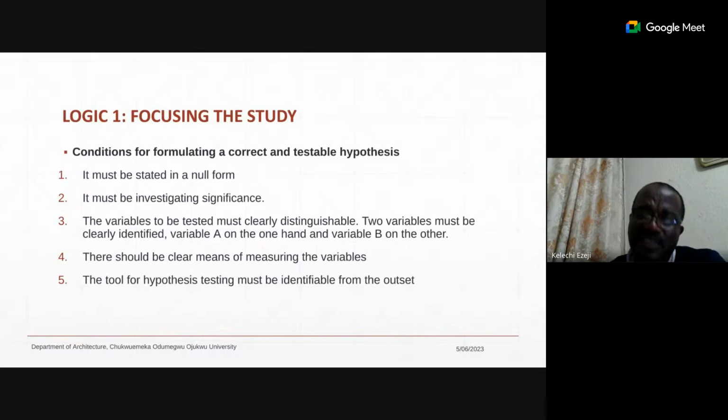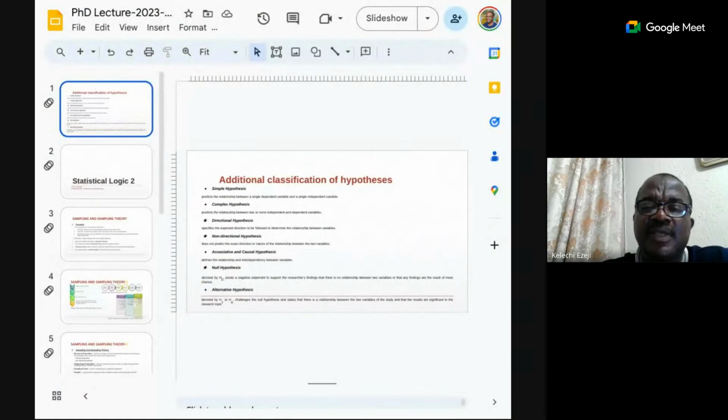Then also, the variables that are to be tested must be distinguishable in that statement of the hypothesis, variable A on the one hand having a significant relationship or significantly different from variable B. And there should be a clear means of measuring from the outset also. There should be a tool that is available, known to statisticians, that can be used to test that hypothesis from the beginning. Okay, so these were the things that we discussed in statistical logic one. Right now we want to continue from there to discuss statistical logic two. So I just try to run through that, to refresh a little bit, jog our memories, because I know it's a while since we did all of this.